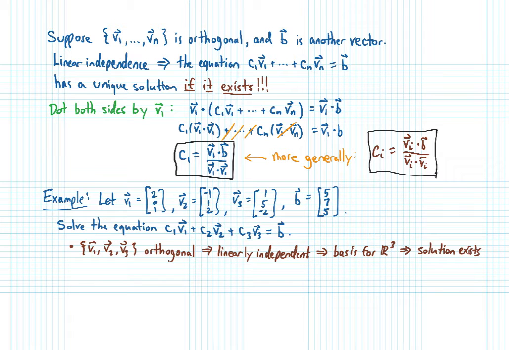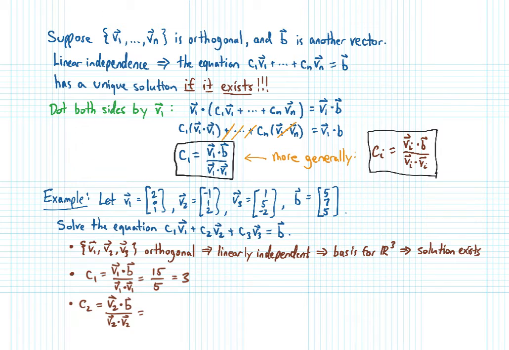And that's important because it allows us to know that a solution exists. Remember, that was one of the big caveats at the top of this slide. And then once we know that a solution exists, then we can use the formula to calculate C1, C2, and C3. So C1 is v1.b over v1.v1. And when you plug in the numbers for v1 and b, you get 15 for the dot product on top, and you get 5 for the dot product on the bottom. So C1 is 3.